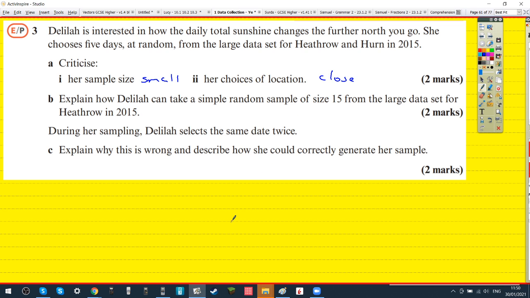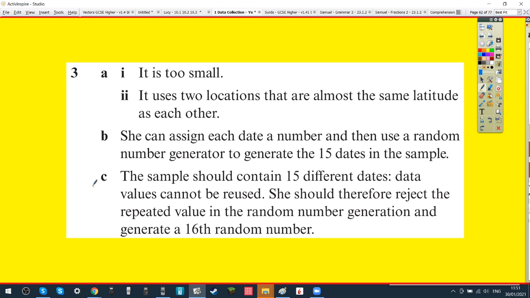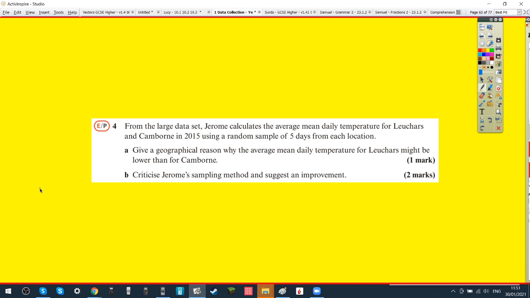Part 15. During her sampling, Delilah selects the same data twice. So she takes a simple random sample, but she gets the same thing twice. How could she deal with that? She could do it again. I think she'd have to change her thing. The sample should contain 15 different dates. Data values cannot be reused. She should therefore reject the repeated value in the random and generate a 16th. Oh, so she should just skip it and take another one. Okay.